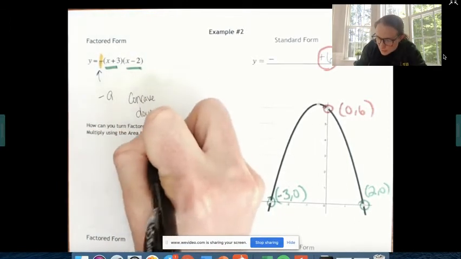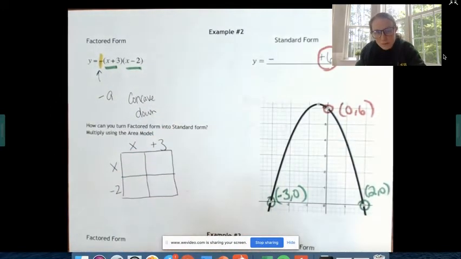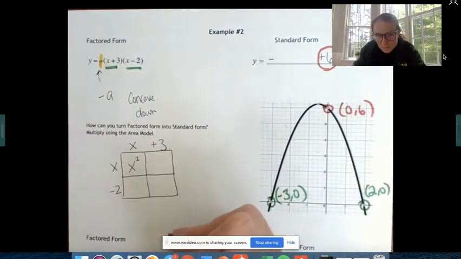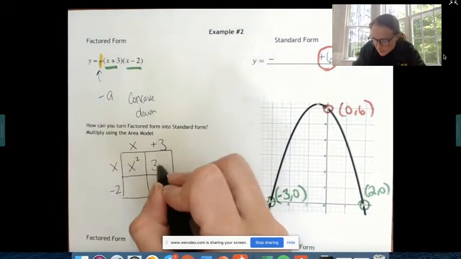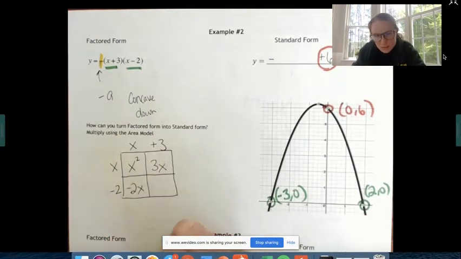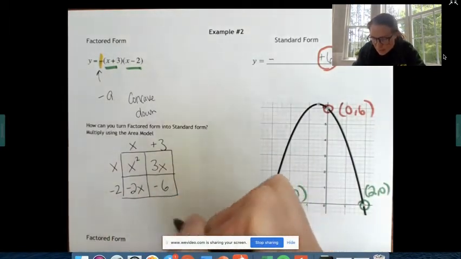I put x plus 3 on top and x minus 2 on bottom, and now I'm going to multiply. X times x gives me x squared. 3 times x gives me 3x. X times -2 gives me -2x. -2 times 3 gives me -6.